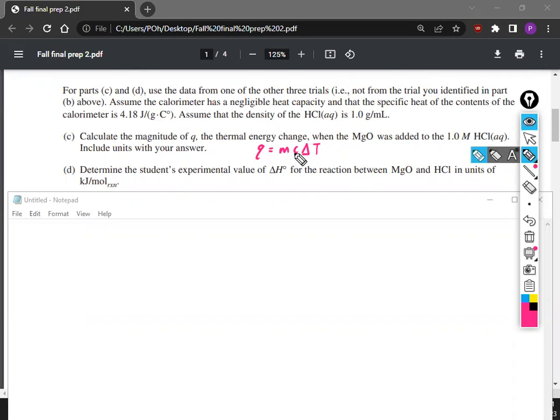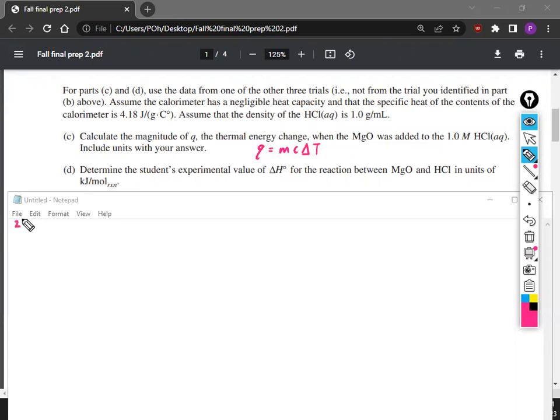Okay, so what we want to determine here first is we want to figure out our variables, right? So we're looking for Q, so we want to figure out mass, specific heat, and the change in temperature. So basically, you just need to pick a trial to do. Did everyone do 2? Did anyone do 3? Okay, one person did 3. Oh, I gotta do both equations then. It's all good. I'm just kidding.